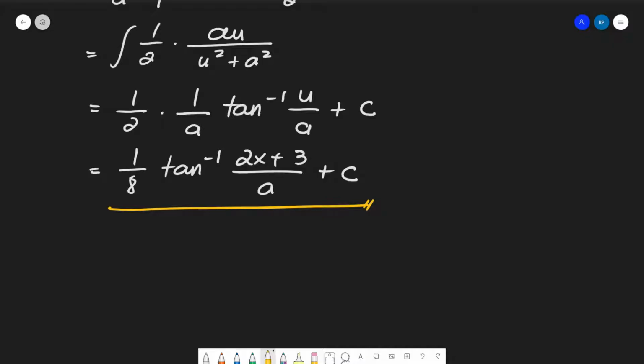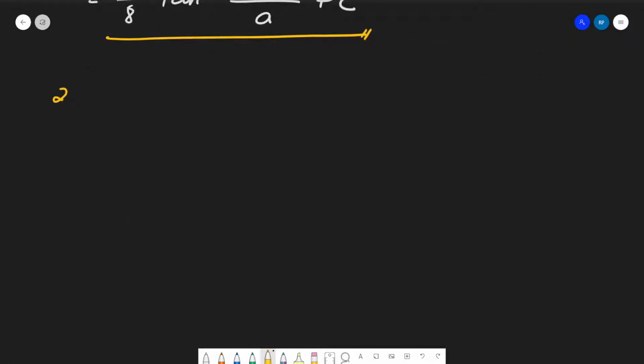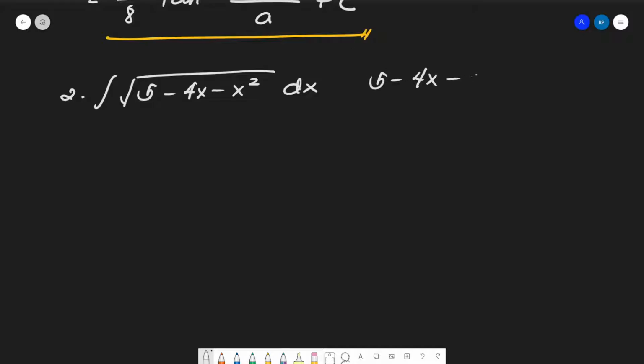So, that's how you deal with integrands involving quadratic expressions. Another example, we have here the integral of the square root of 5 minus 4x minus x squared dx. This is our integral. No? So, let's take the quadratic, this is our quadratic expression here. We have 5 minus 4x minus x squared.